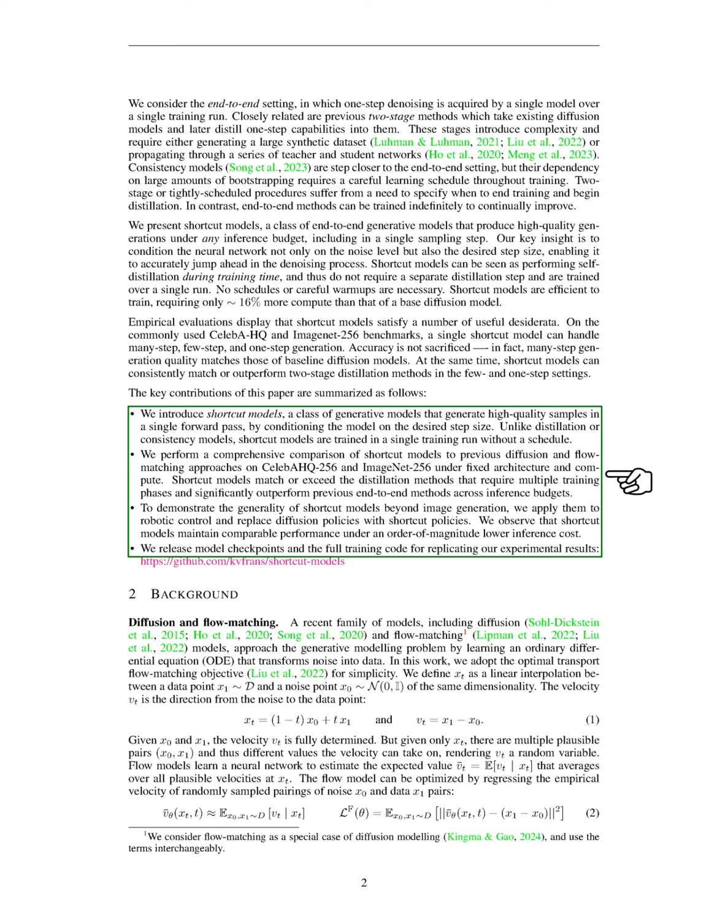We conduct a thorough comparison of shortcut models against previous diffusion and flow matching methods on Celeba HQ 256 and ImageNet 256, showing that they match or exceed the performance of distillation methods that require multiple training phases and significantly outperform earlier end-to-end methods across different inference budgets. Additionally, we apply shortcut models to robotic control, replacing diffusion policies with shortcut policies, and find that they maintain similar performance at a much lower inference cost.